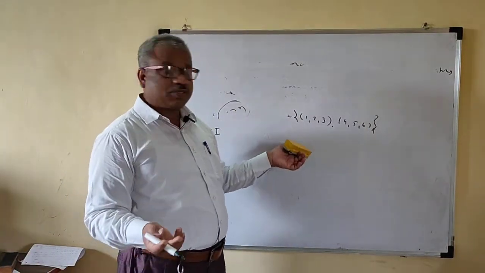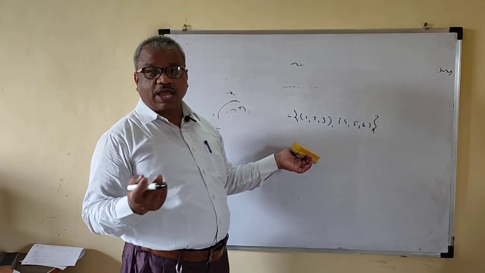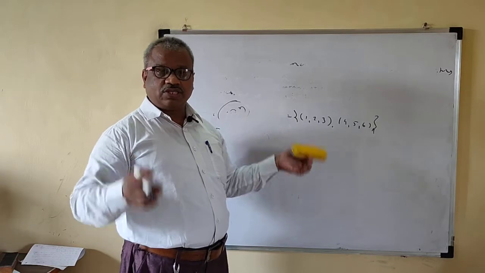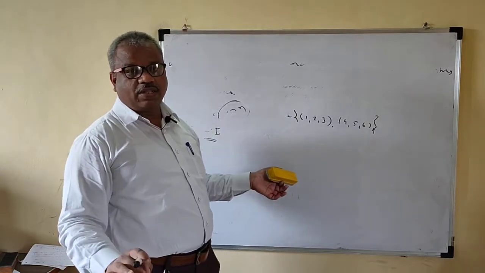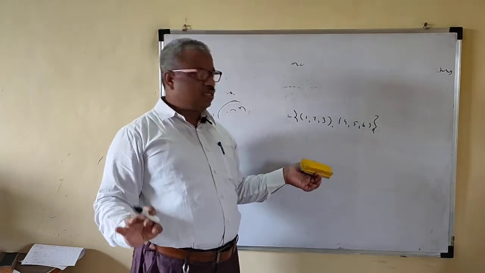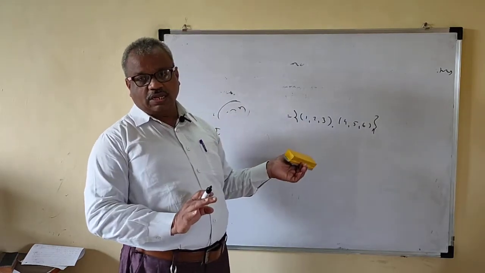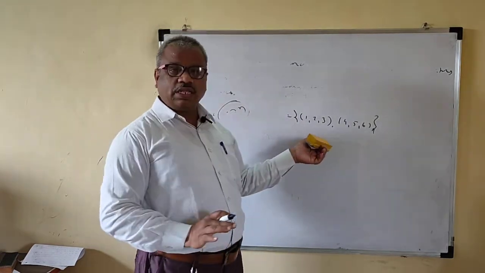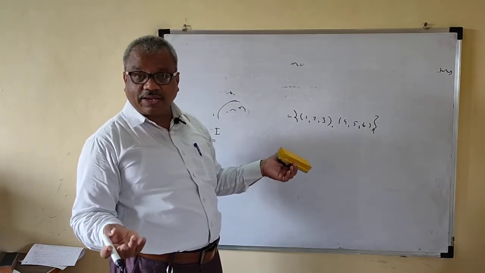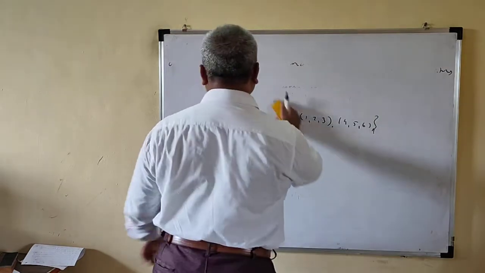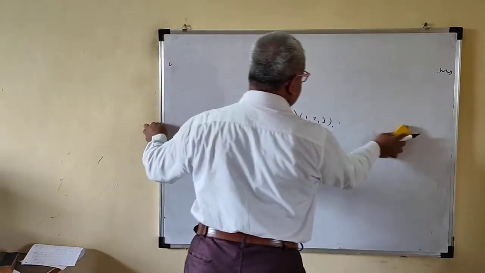This is a subset of R3, and you know that the dimension of R3 is 3. So the number of elements in the basis of R3 should be 3. This has 2, so it will not be a basis, even though it is linearly independent. This is a linearly independent set not containing 3 vectors. It will not be a basis, because the dimension of R3 is 3.